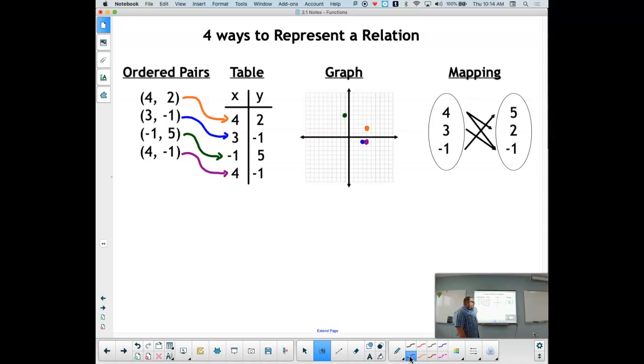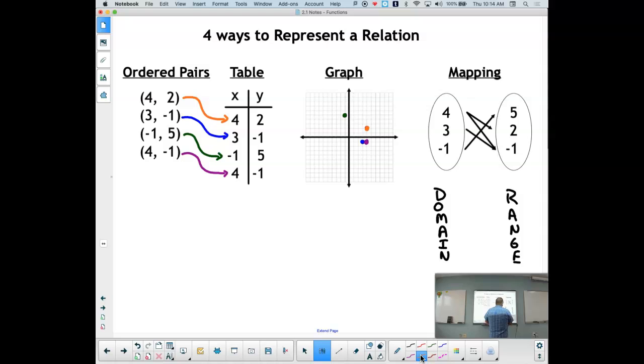So in a mapping, what you do is you take all of the domain and you put it on the left. And then for every number that you have in the domain, you draw an arrow to its corresponding output in the range. Okay? So let's color code these arrows.